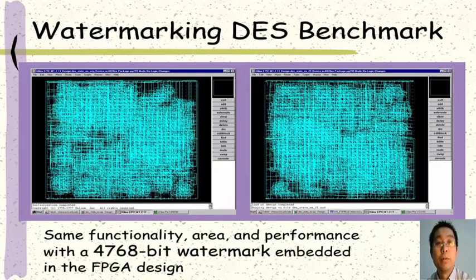The next example is an FPGA implementation of the data encryption standard. One with no watermark, another one with a message of more than 4700 bits embedded. Again, we see difference of the two designs, here and here.